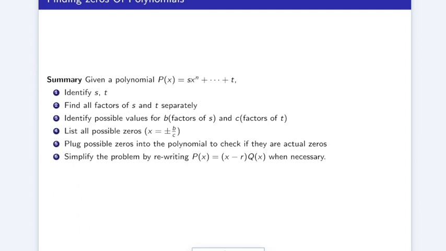And then we plug the possible zeros into the polynomial to check whether the polynomial equals 0 or not. If it equals 0, then this number is actually a 0 of the polynomial. If it is not, then it is not a 0 of the polynomial. If necessary, we can simplify the problem by rewriting p of x in terms of x minus r, where r is the root, or the 0 of the polynomial p of x, times the q of x, which is a simpler polynomial.